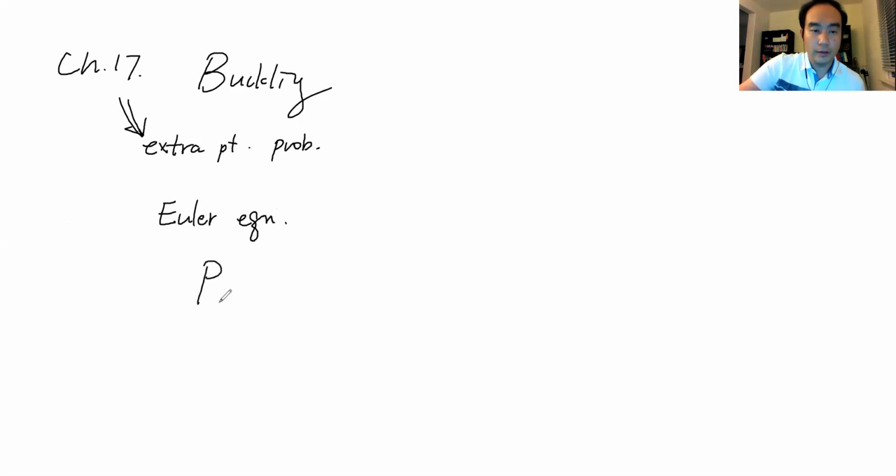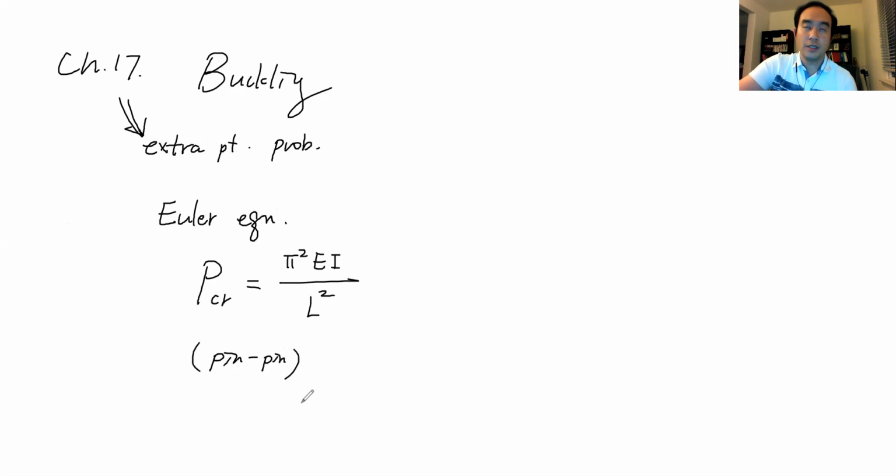So finally, we will get the expression P_cr. This is the corresponding amount of compressive force to buckle the column. So P_cr is equal to pi squared EI over L squared. Again, this is only for the case when we have a pin-pin boundary condition.